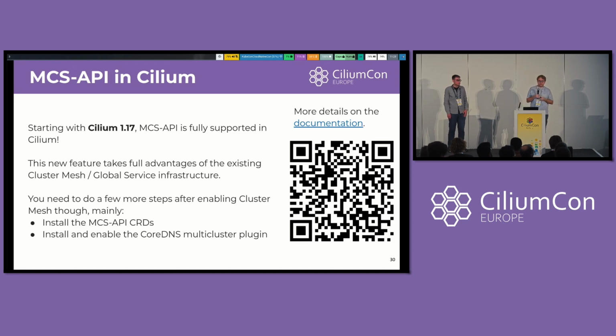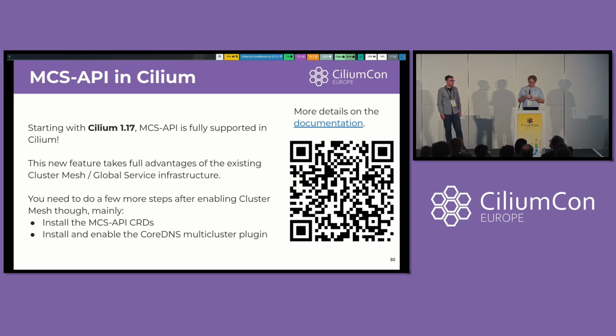And as you will see in a second, it takes full advantage of the existing cluster mesh infrastructure and features that Marco presented you. And so to install it, you need to have a cluster mesh ready, but also install the MCS API CRDs about service import and export. And the last annoying part is that you need to install the multi-cluster plugin in CoreDNS.